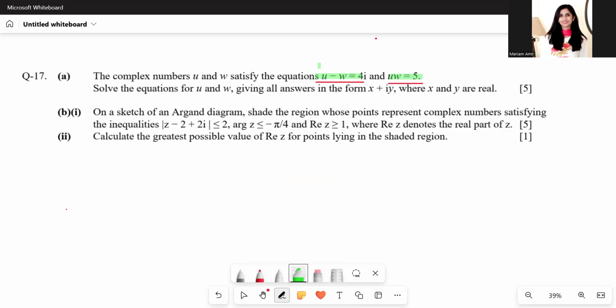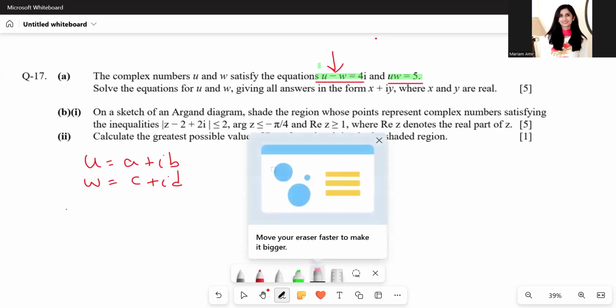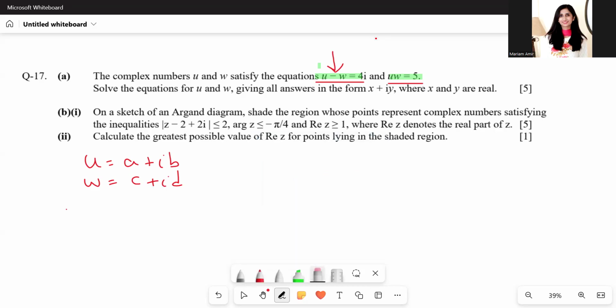There are two complex numbers. Let's call them u is equal to, let's say, a plus ib, and w is equal to c plus id. Now, what is this telling us? u minus w is equal to 4i. That means there is no real part left when you subtract them, which means that the real parts are equal. Hence, when you subtract them, they get eliminated. They become 0. So this will be a as well.